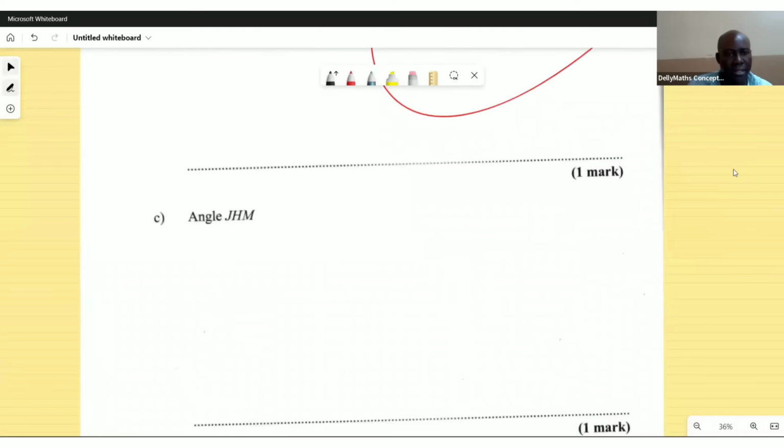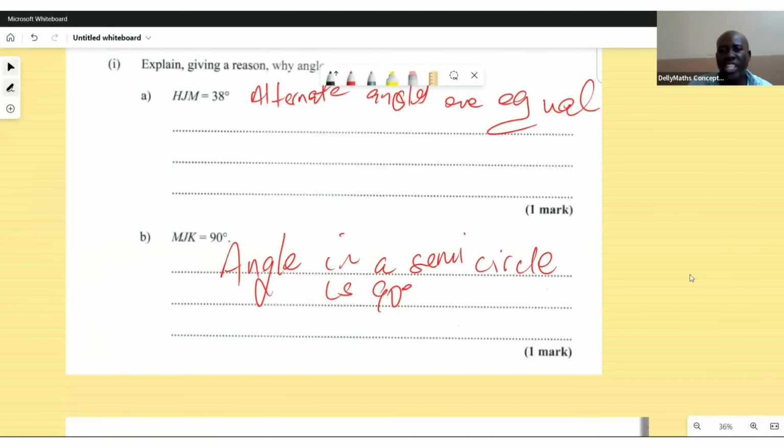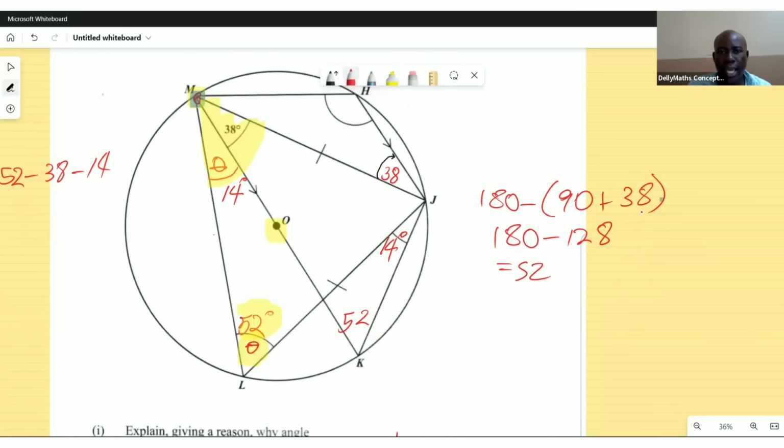The last one says angle JHM. JHM. Let me clear up the diagram a little bit. Oh, we want that angle right now. Remember though, opposite angles in a cyclic quadrilateral. So I need to identify this cyclic quad. Let me clear up everything that we don't need so that we can see what we need. Here's a cyclic quad. I'm going to be putting my cyclic quad in blue. There it is.